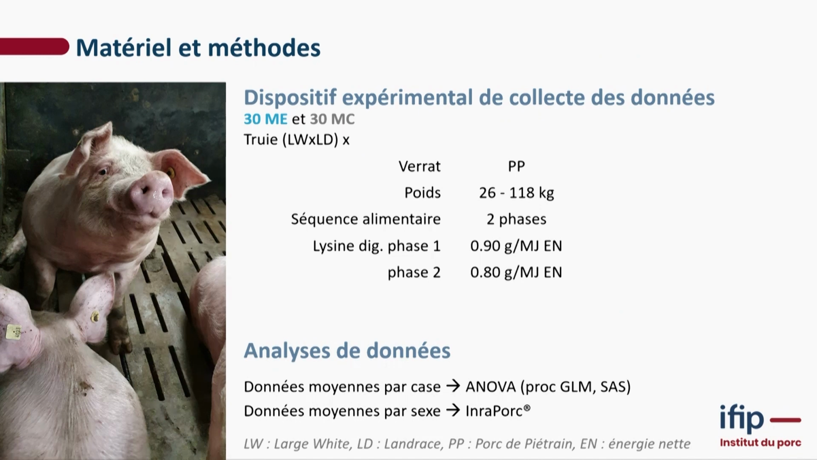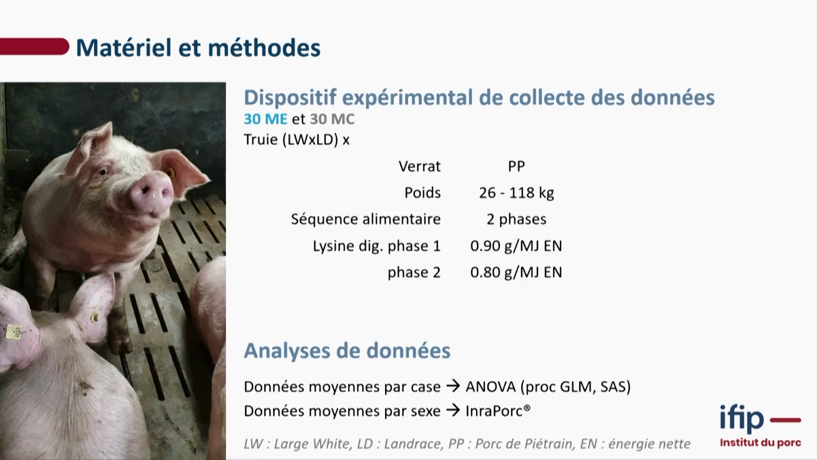So these data were collected on entire and castrated males, with 6 pens for each gender, born from Bloodland and Piétrain race. We followed them up between 26 and 118 kilograms. They were fed on the basis of a 2-step strategy, with the lysine contents on the slide.